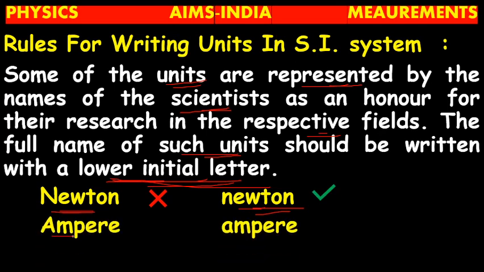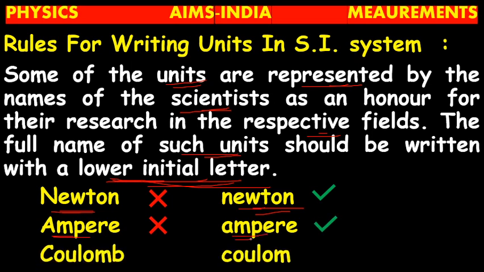Next, Ampere starting with capital A is wrong. We have to write it with ampere starting with small a. Next, Coulomb, the unit for charge, with capital C, wrong. We have to write it with small c, spelling C-O-U-L-O-M-B, coulomb. So this is the second rule. If we are writing the unit by mentioning its scientist name, the initial letter should be in small letters.